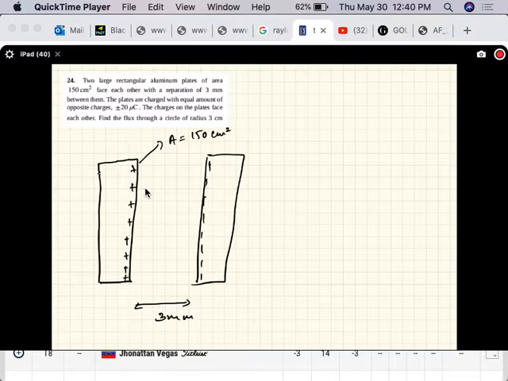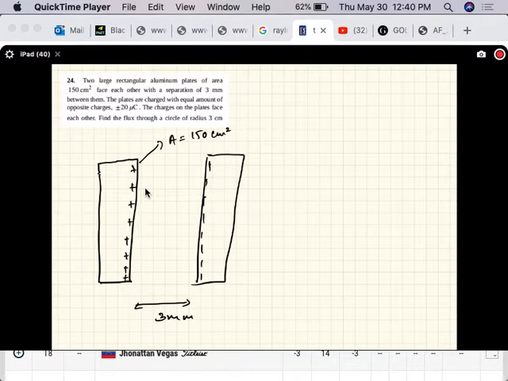And they collect like so, because that way the electric field inside here will be 0 and the electric field inside here will be 0. Okay? And you will learn more in a couple of chapters.